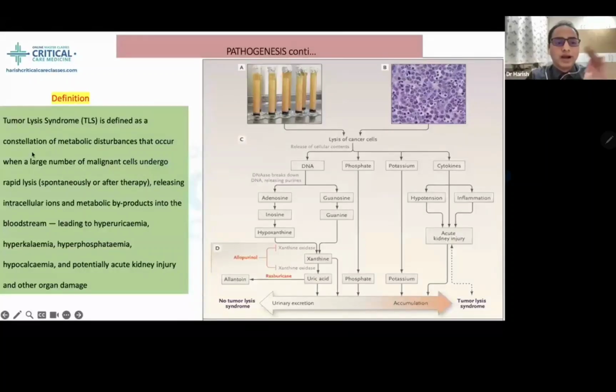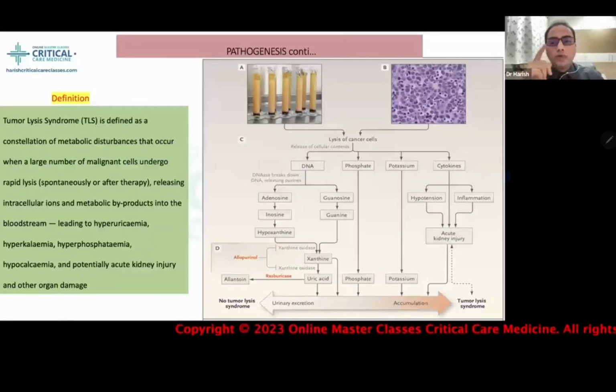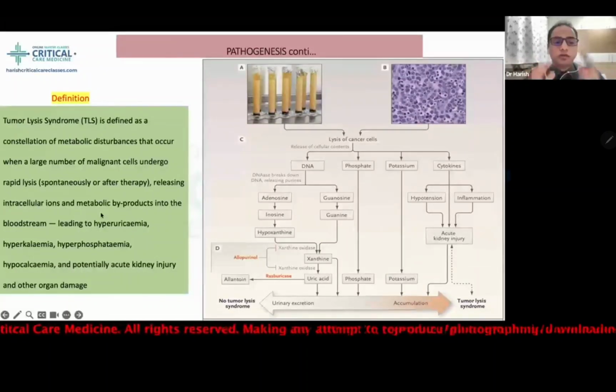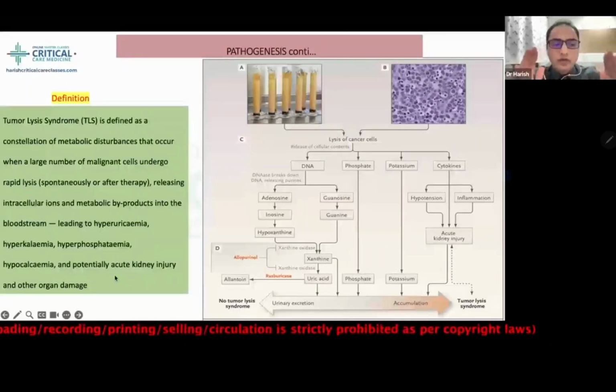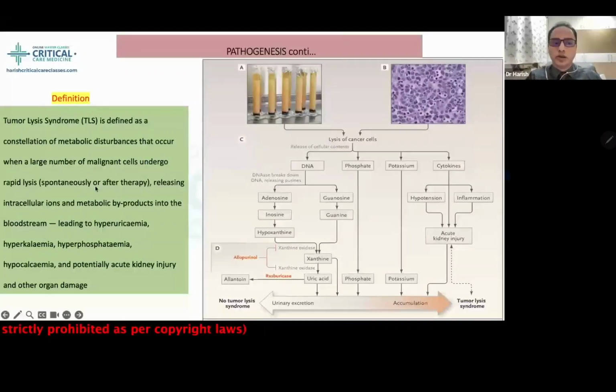So how are we going to define tumor lysis syndrome? It is defined as a constellation of metabolic disturbances that occur when a large number of malignant cells undergo rapid lysis. Either it may happen spontaneously or after a therapy. Therapy may be chemotherapy, radiotherapy, or even just giving a steroid. This causes release of intracellular ions and metabolic byproducts into the bloodstream, leading to hyperuricemia, hyperkalemia, hyperphosphatemia, hypocalcemia, and potentially leading to acute kidney injury and other organ damage. So this is how we define tumor lysis syndrome. It may happen spontaneously or secondary to the therapy.